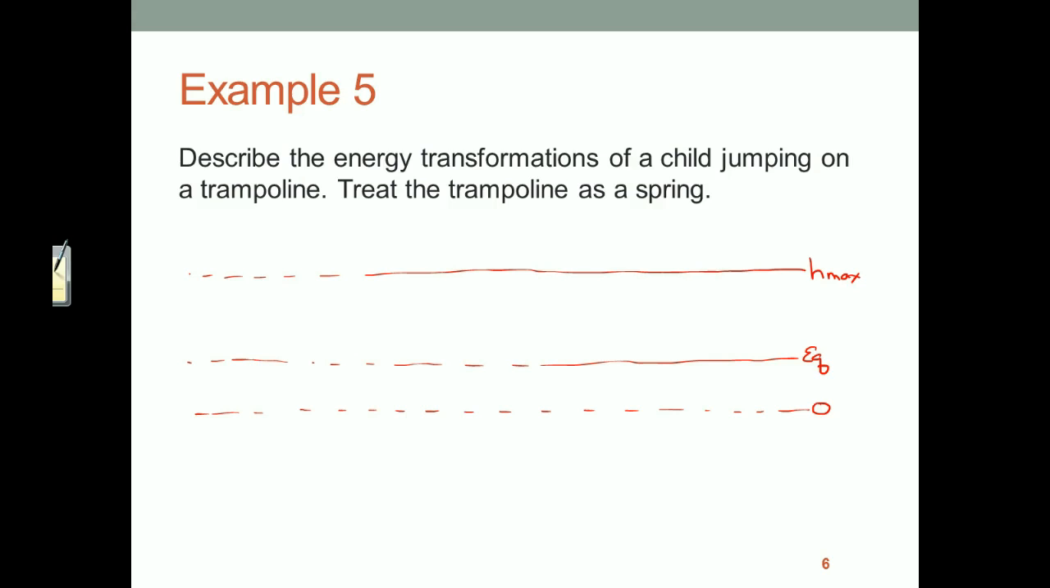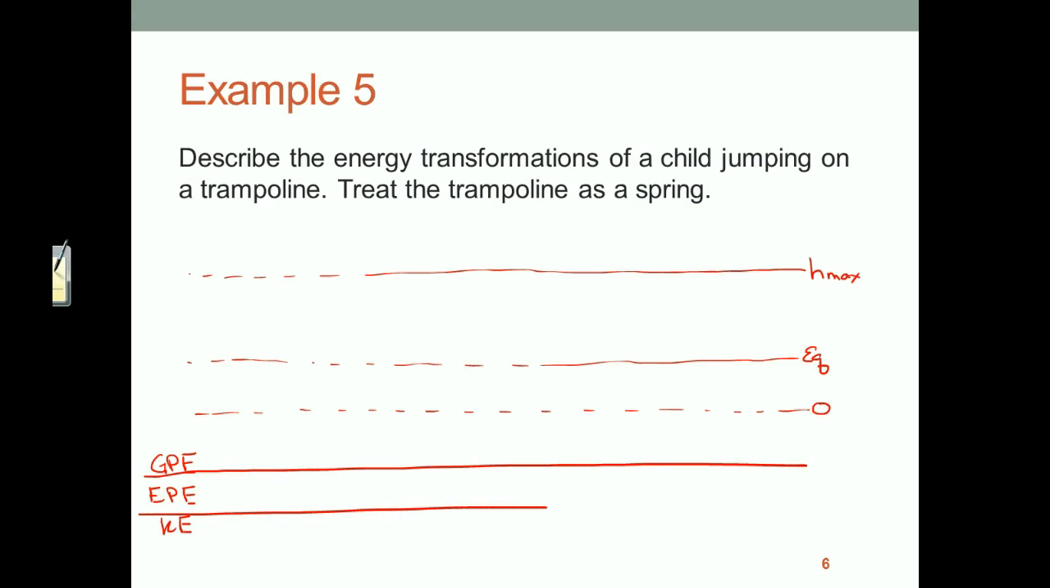I want to treat the trampoline as a spring, so I have to consider GPE, EPE, and KE when I do this. Let's start at the bottom. So here is the child at the max stretch of the trampoline. At that position, the child is not moving, so no kinetic. There is elastic potential because the trampoline is stretched, but there is no gravitational potential because we're at the bottom.